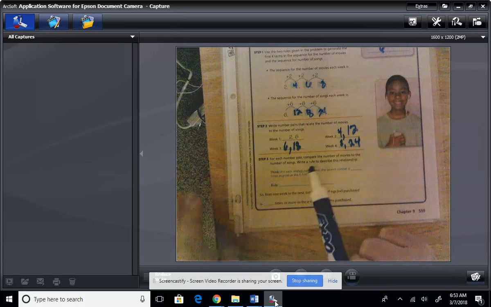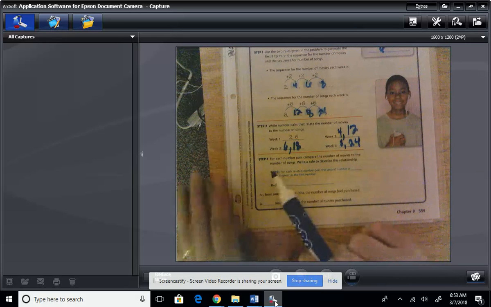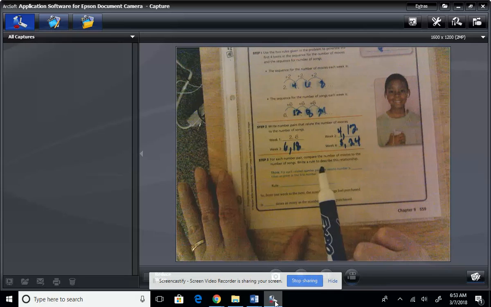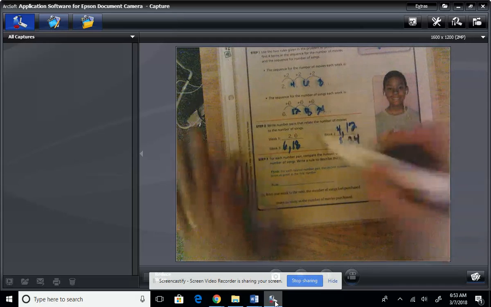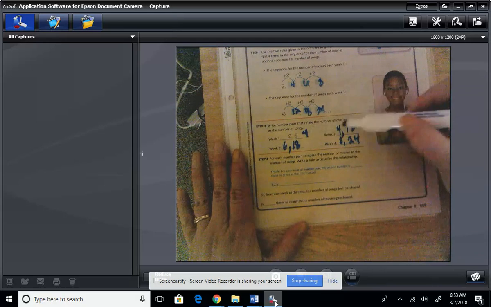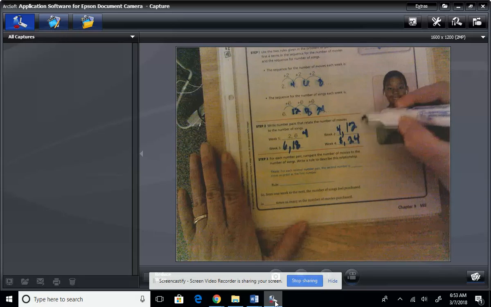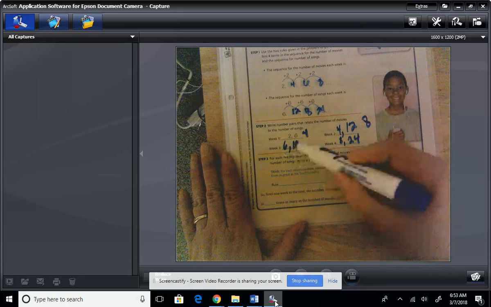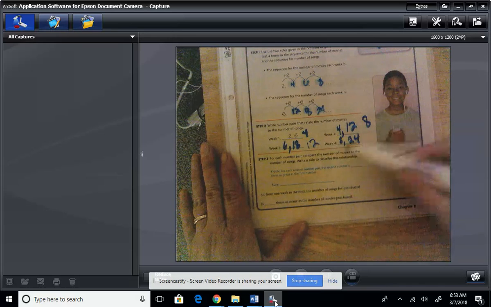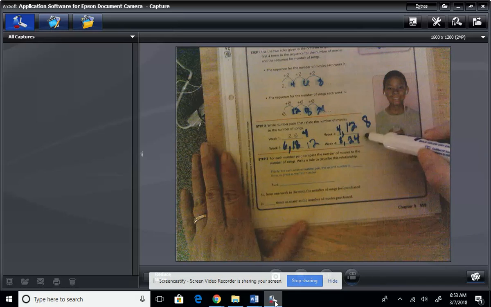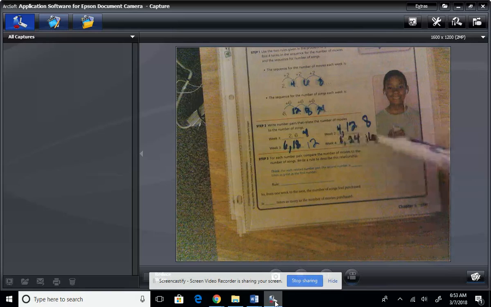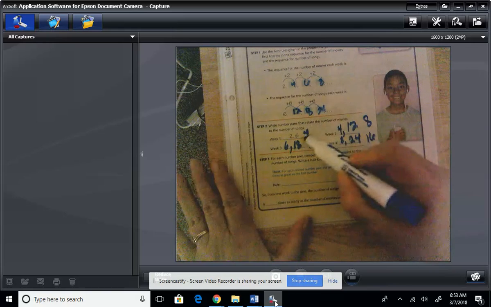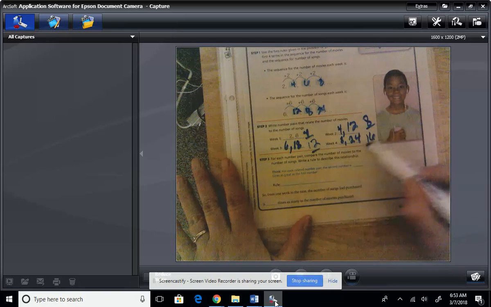For each number pair, compare the number of movies to the number of songs. What rule describes the relationship? So let's look. 2 to 6 was 4. From 4 to 12 was 8. From 6 to 18 was 12, and from 8 to 24 was 16. So what do you notice here when we did that? I looked at the relationship between them. I have 4, 8, 12, 16.